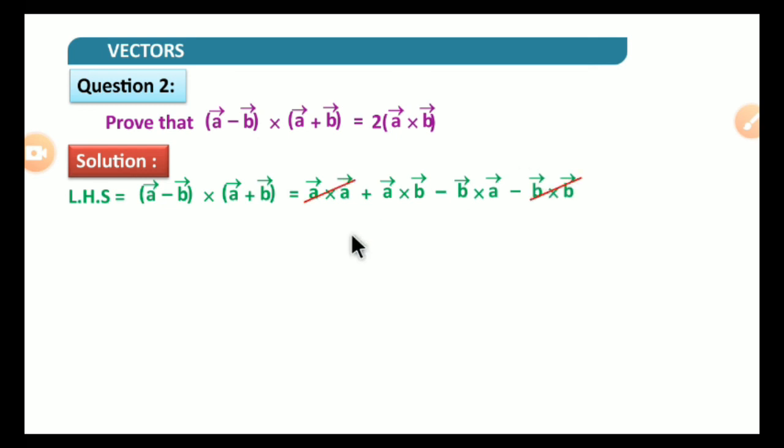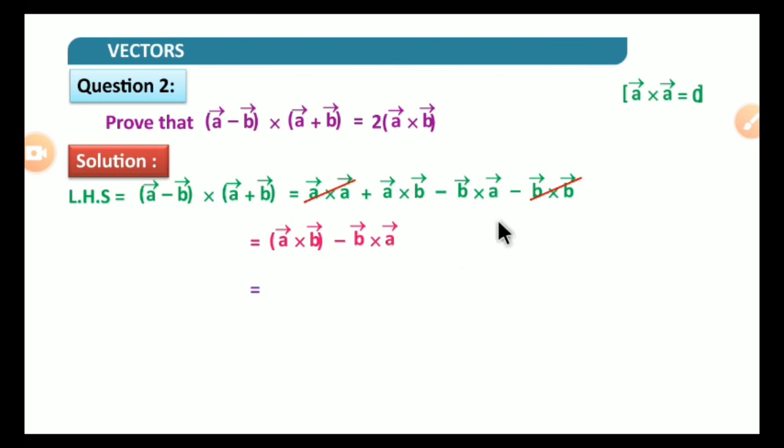Here we can cancel A cross A because it is 0 and also B cross B is 0. I have already given this in the note. A cross A means product of two same vectors, it is always equal to 0 because A is parallel to A only, so its cross product is 0. Therefore, these two terms are becoming 0. The remaining is A cross B and minus B cross A.